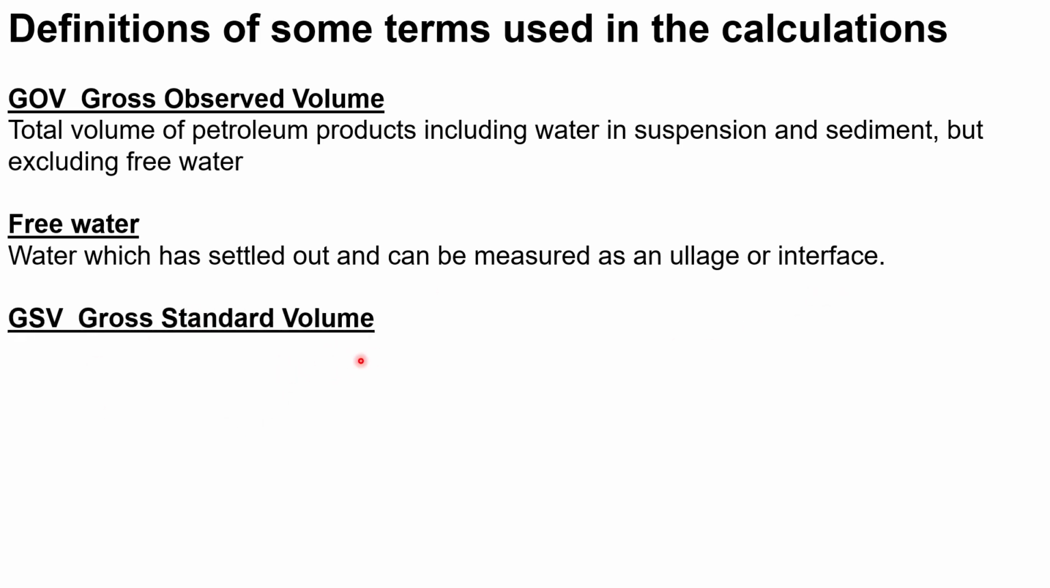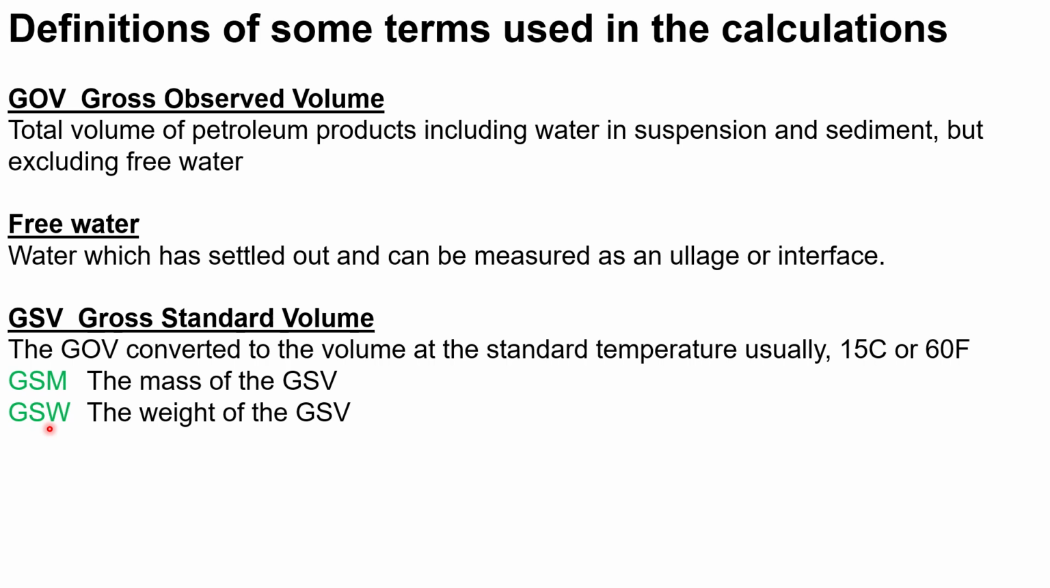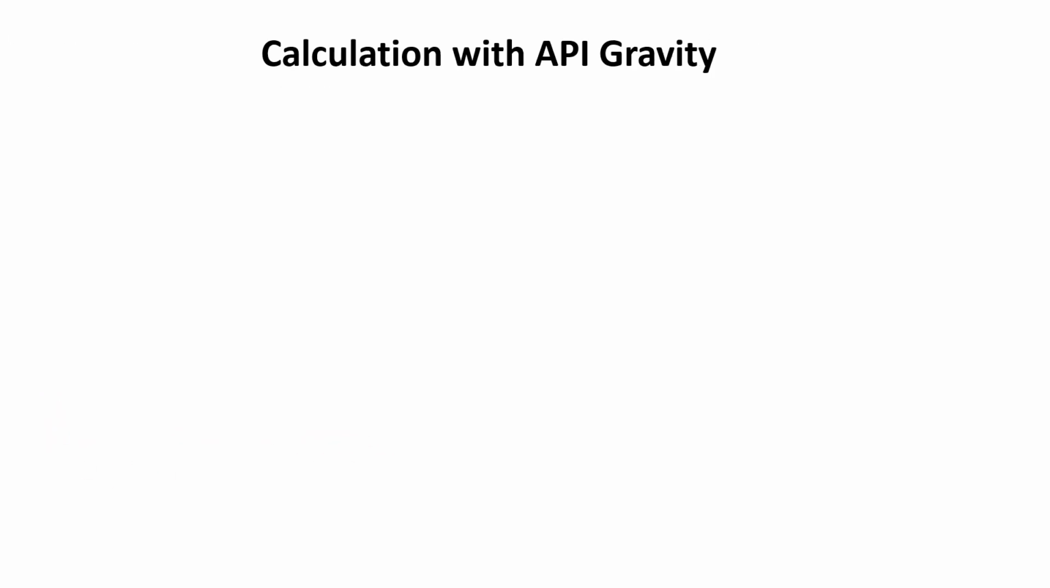Gross standard volume is a volume which is converted to the volume at the standard temperature, usually 15 degrees Celsius or 60 degrees Fahrenheit. Gross standard mass is the mass of the gross standard volume, and gross standard weight is the weight of the gross standard volume. These are the terms we need to know before starting the calculation.